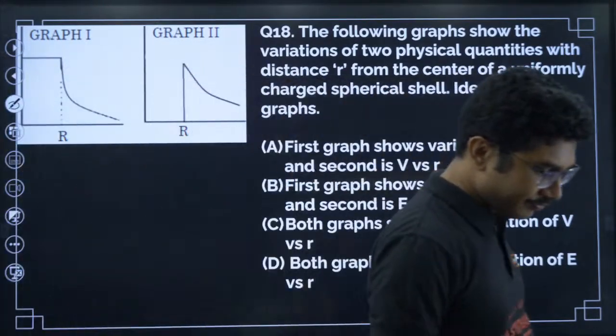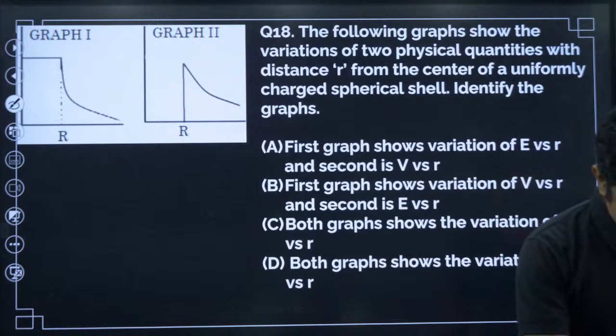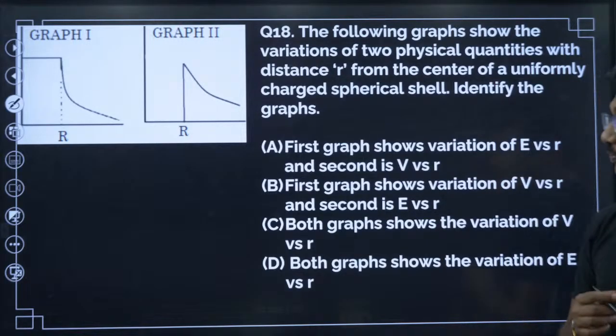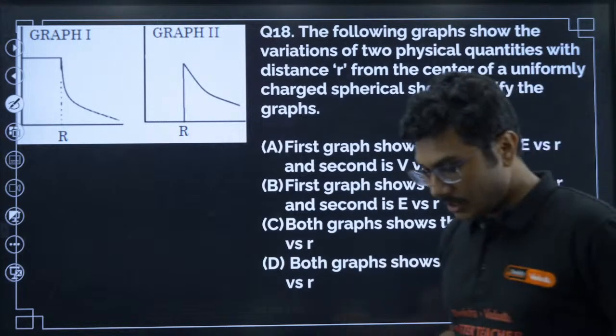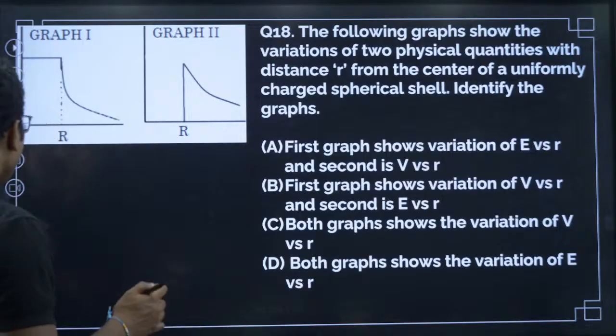Now let's see. Mohan Kumar is saying option A. Tejas Rohit is saying option B. Tarun, option B. Rohit is saying option C. Meghna is saying option A. So let's see.